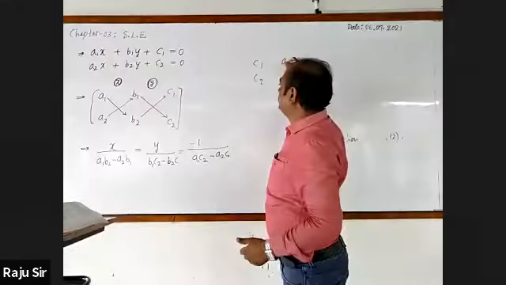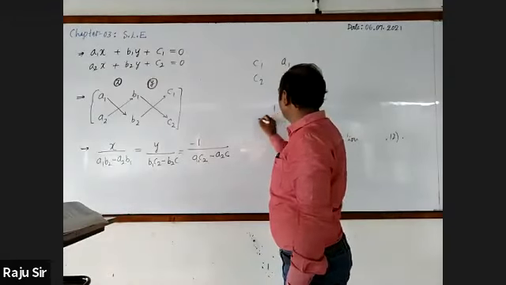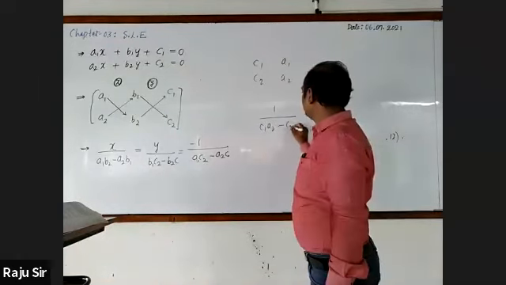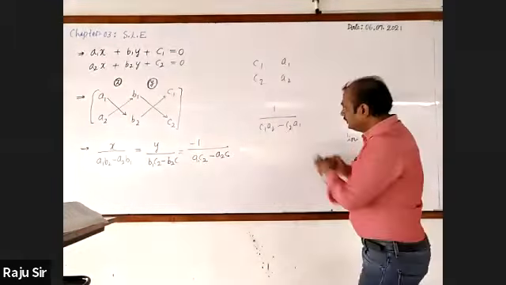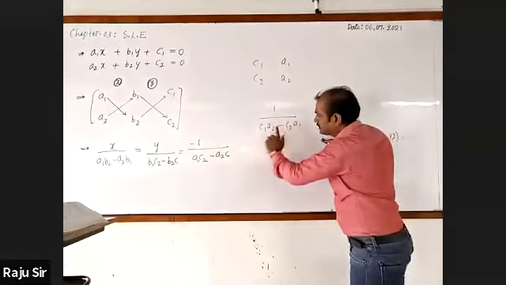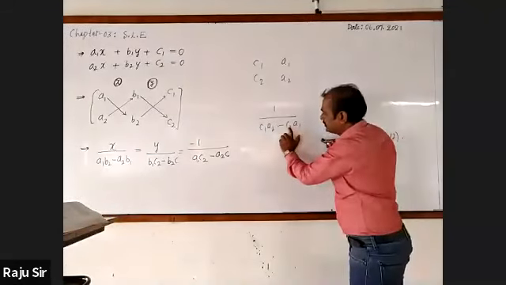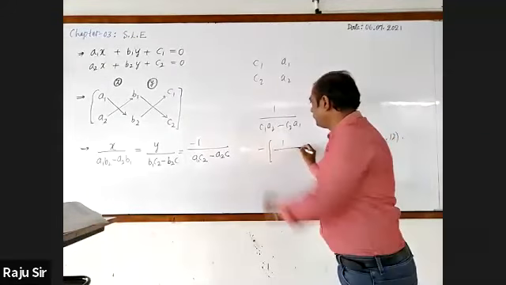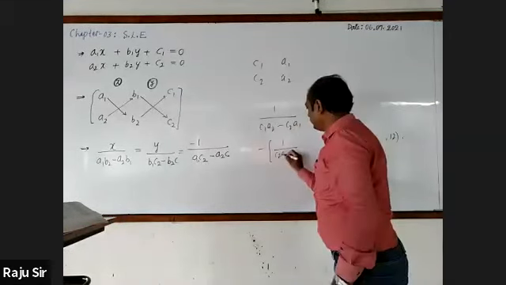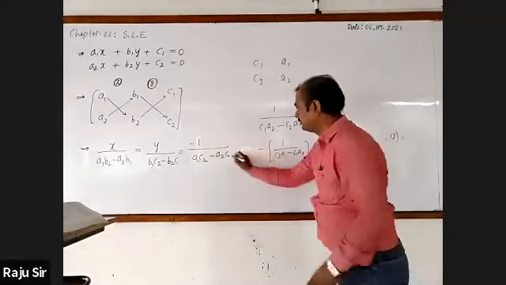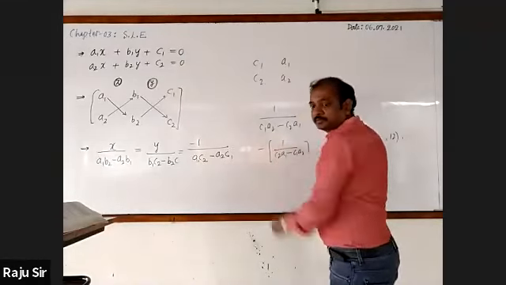Now if you take C1 C2 A1 A2, here 1 by C1 A2 minus C2 A1. So here I have interchanged to get the order. Since this is interchanged, there is a minus. If you take minus common, minus 1 by C2 A1 minus C1 A2. That has been written here. This is one.